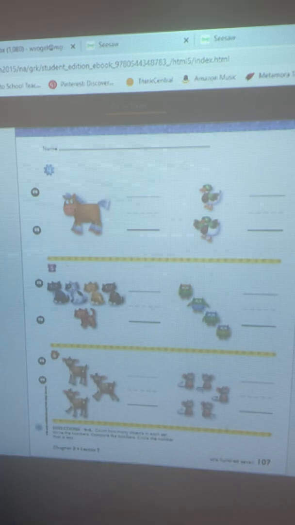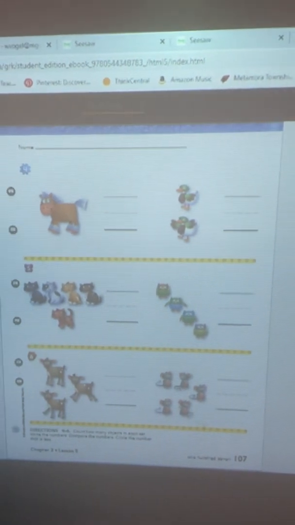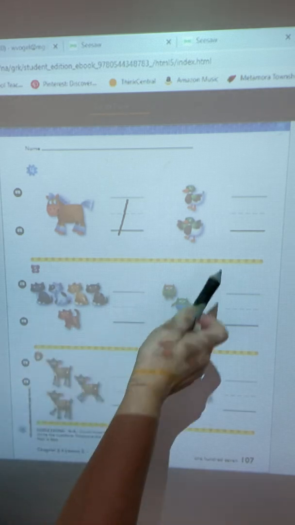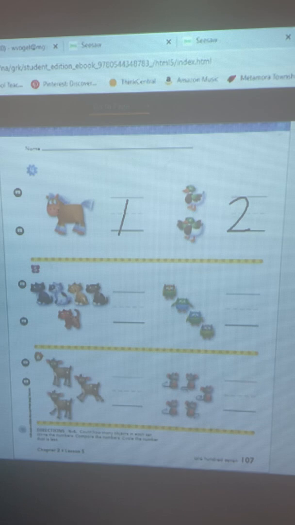107. 107. I'm going to switch tables on you. Now we're going to write the numbers again, look for patterns. But this time, instead of talking about the number that is greater, we're going to talk about the number that is less, okay? So, how many horses? Just 1. How many ducks? 2. Now, which one of these numbers is less or smaller?